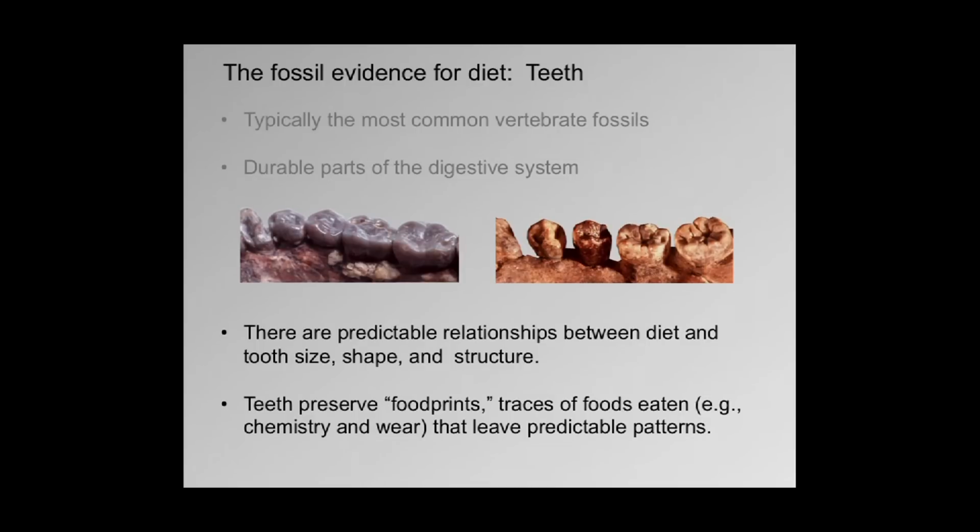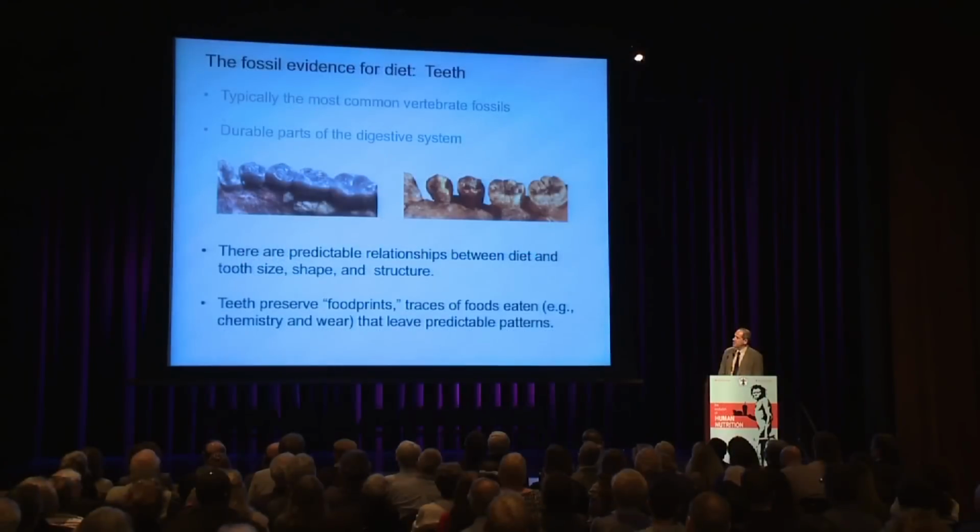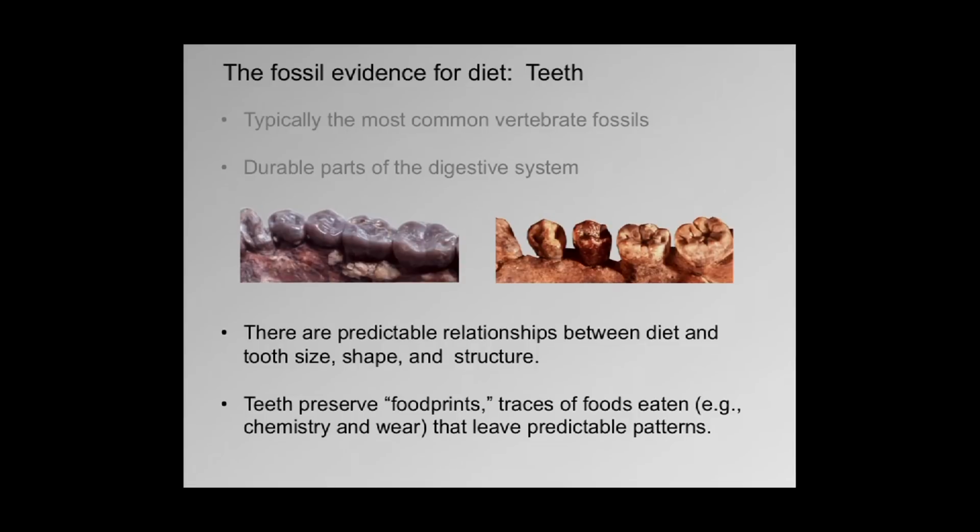Fortunately, there are predictable relationships between diet and the sizes, shapes, and structure of teeth. So for example, if we look at living primates, we can look at the sizes, shapes, and structures of their teeth and say, hey, these relate to these specific diets. And we can use that to infer something about diet from the sizes, shapes, and structures of teeth of the fossils.